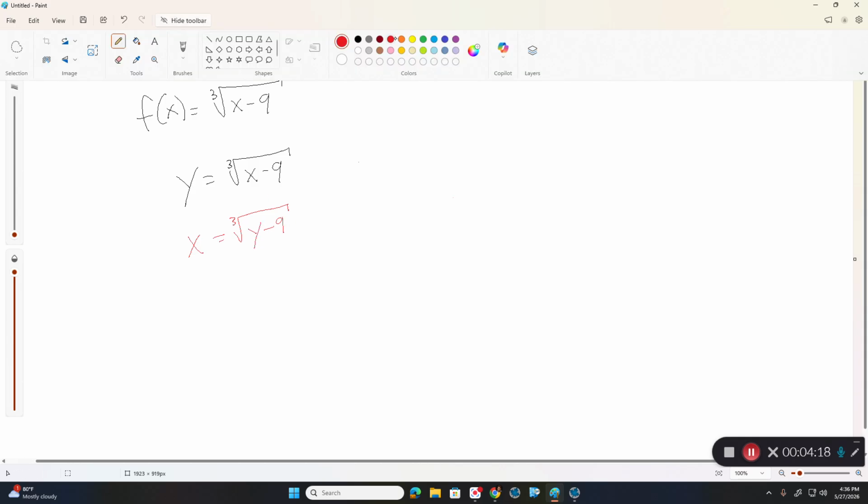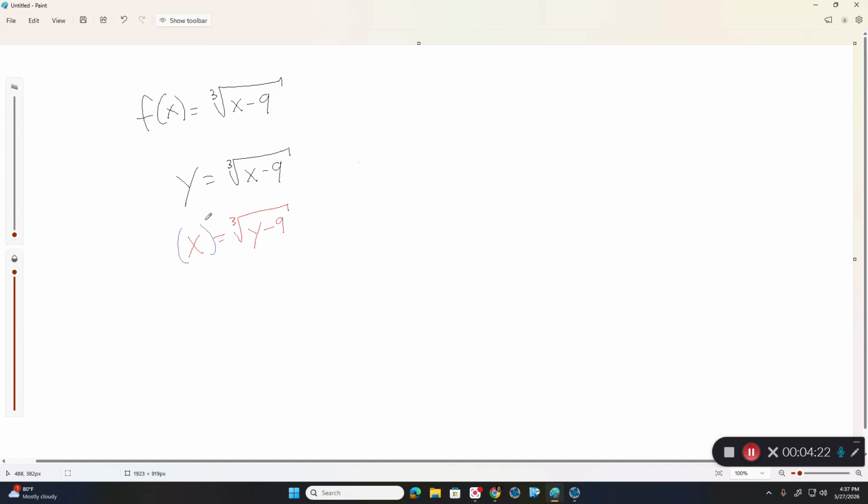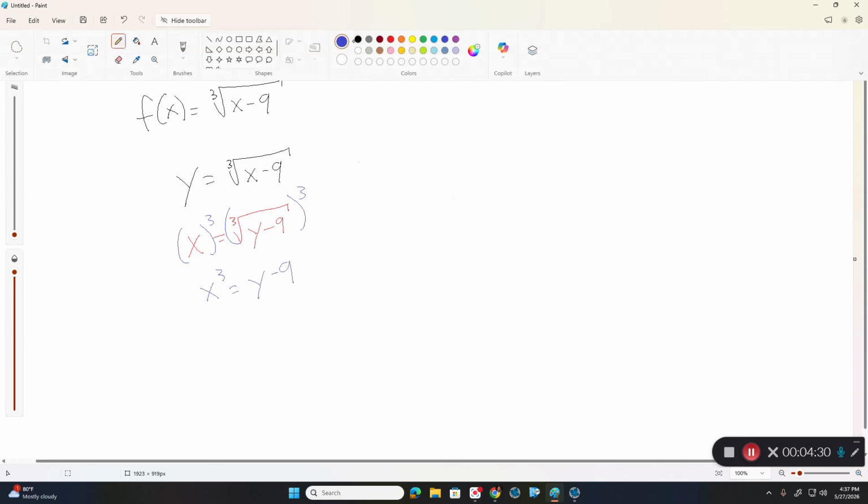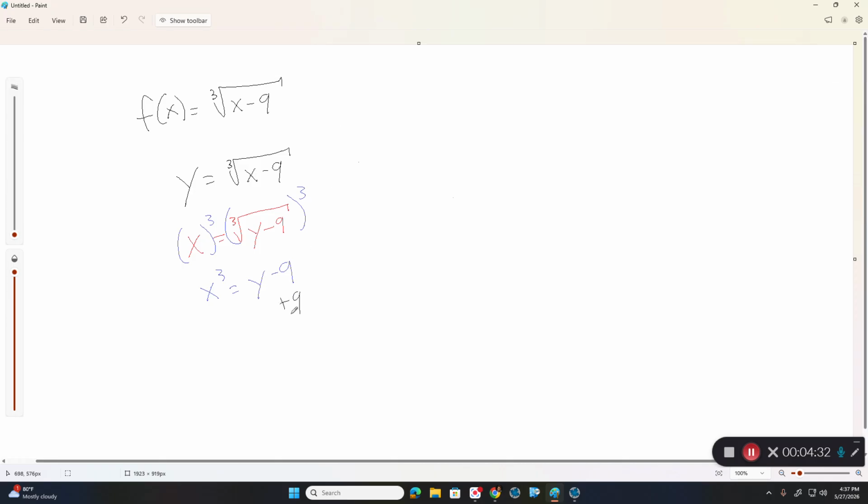Okay. And now we're going to try and solve for y. So, how do we undo a cube root? We'll cube it. This is x cubed equals y minus 9. How do we undo a minus 9? We're going to add 9 to both sides. I like to write y on the left-hand side. We get y equals x cubed plus 9.